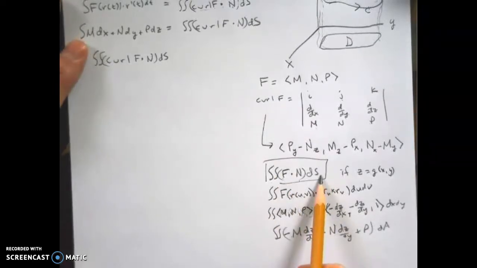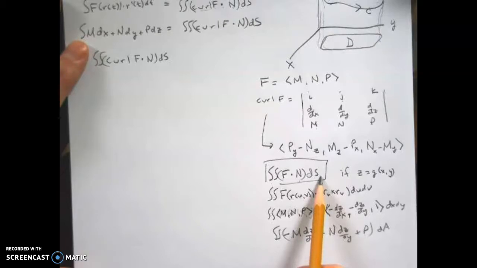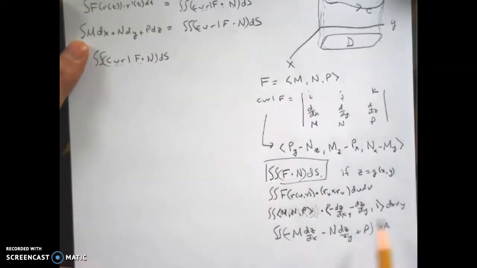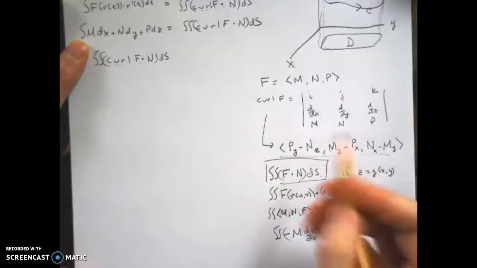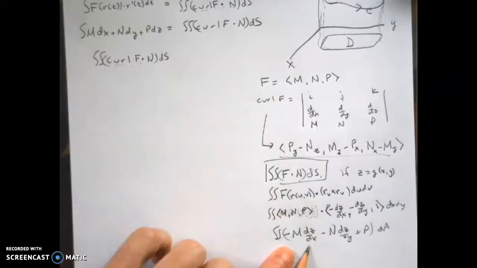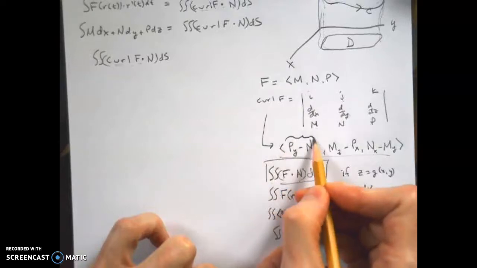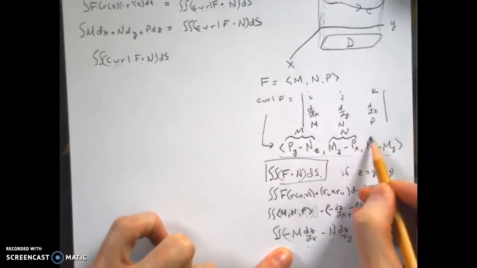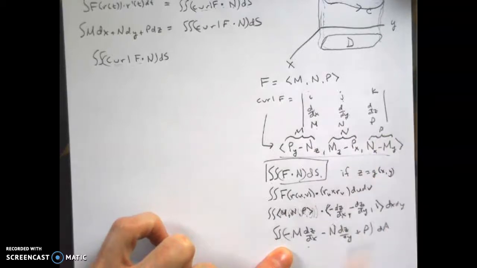surface. Well, we're not taking the flux of f through a surface. We're taking the flux of the curl of f through that surface. And the curl of f is this thing. So really, if we're going to apply this theorem here, our m is really just this entire thing. The n is this entire thing. And the p is this entire thing.